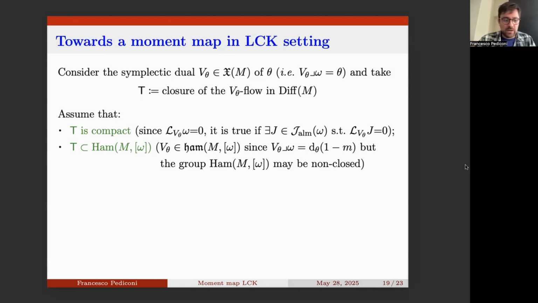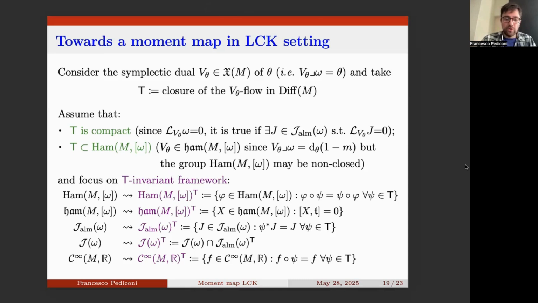Then, whenever you have this torus, we focus on the T-invariant framework. It means that instead of looking at the whole group of Hamiltonian diffeomorphisms, we look at those twisted Hamiltonian diffeomorphisms that commute with the torus. Instead of looking at compatible complex structures, we look at compatible complex structures that are invariant under the action of the torus. And instead of looking at C infinity functions, we look at C infinity functions that are invariant under the action of the torus.